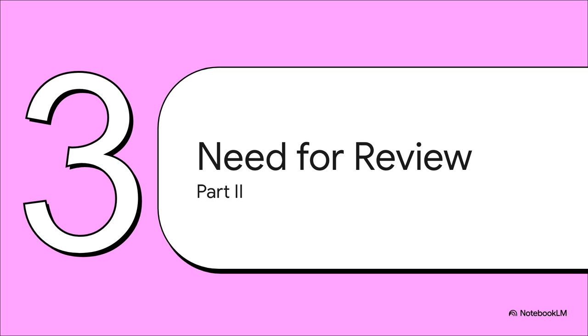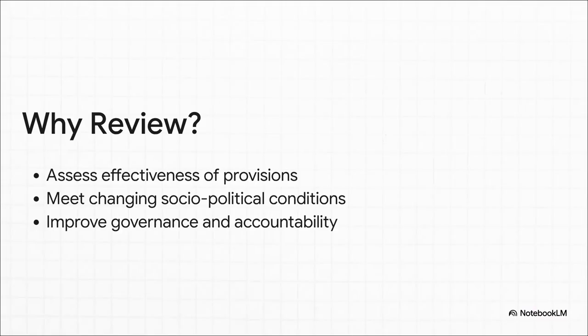Okay, start a fresh paragraph on your script. New underlined heading, to shift our focus. Part 2, Review of Working of the Constitution. Under this heading, you need to establish exactly why we even review the Constitution in the first place. State these 3 points distinctly. 1. To assess the effectiveness of constitutional provisions. 2. To meet changing socio-political conditions. And 3. To improve governance and accountability. Stating these plainly establishes the theoretical foundation for why constitutional review mechanisms are absolutely necessary in Indian jurisprudence.